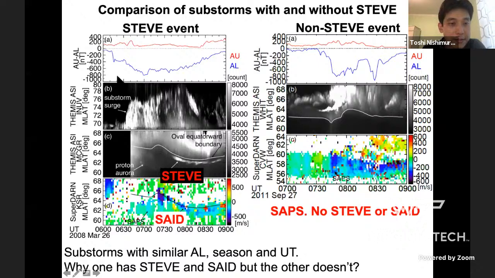On the left is a keogram of aurora. This is also a keogram showing how SAID is related to STEVE. So during the expansion phase, we don't see any STEVE feature.